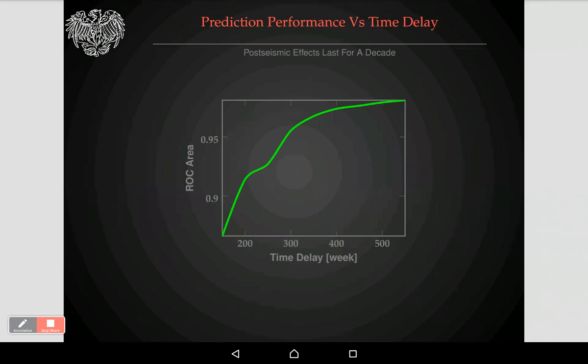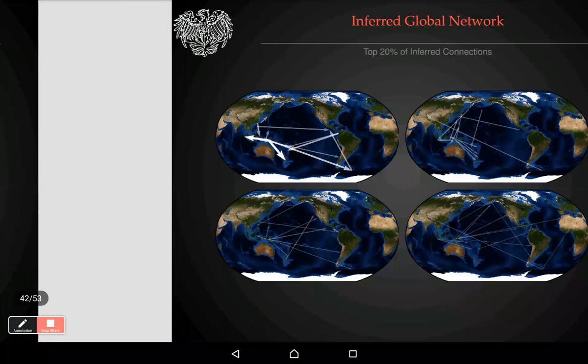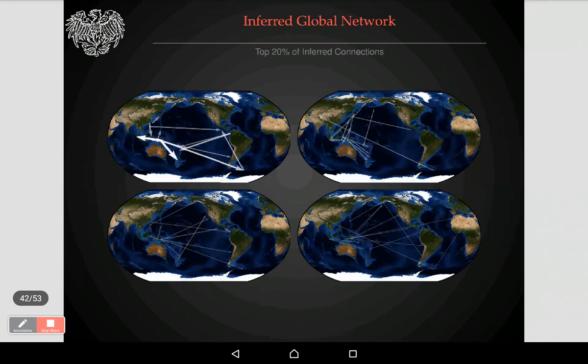How much temporal memory does the system have? It seems to be roughly about 10 years. As we include more and more models with more and more time delays, you get better and better performance. It levels out around 10 to 12 years, which matches very well with what is known in the literature. The inferred global network is kind of messy. If you just look at all the links, these are the top 21% of the connections. There's not much insight you can get by just looking at the links.